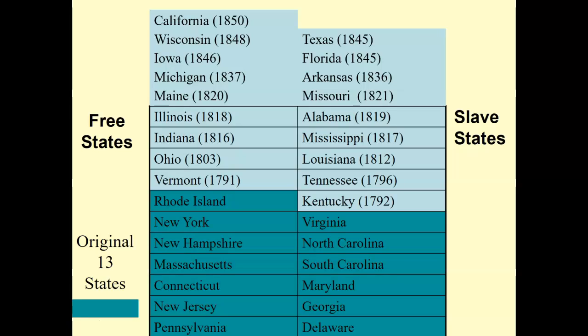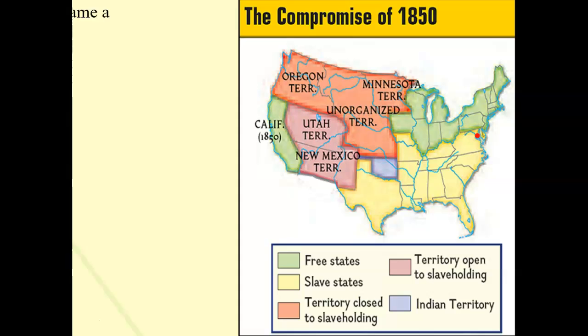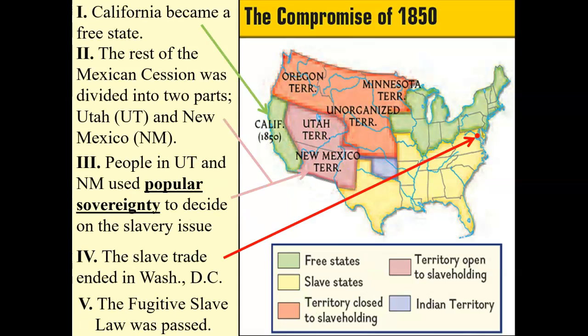The South, though, is going to hang its hat on the fugitive slave law, and they believe that would help their situation. So this is geographically what happens. California becomes free. Utah and New Mexico get to choose by popular sovereignty. The slave trade ends in Washington, D.C., and the fugitive slave law is passed.